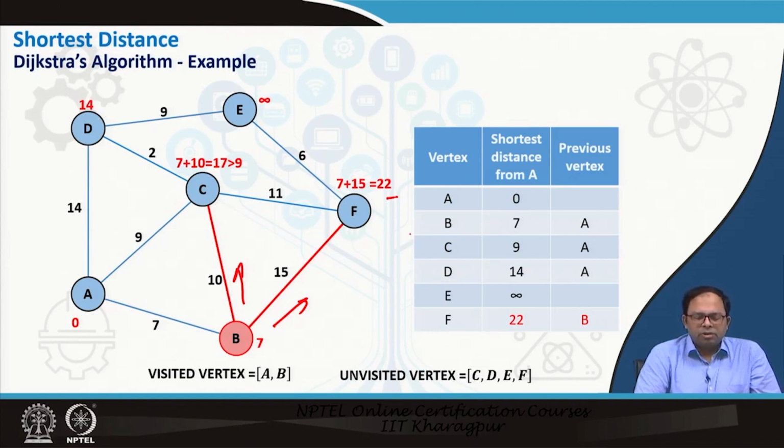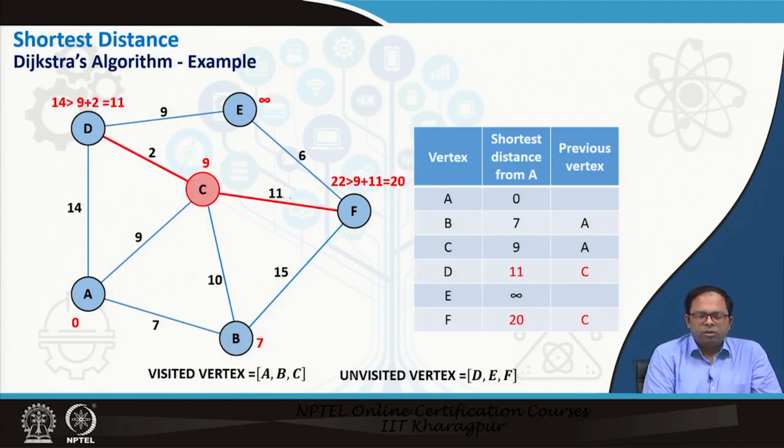So, we will keep it as 9, and this remains as 14 because we are not able to reach it. So, now we have these new values 22, 9 and 14. And we have written the previous vertex, like for 22 the previous vertex is B, and for this particular shortest path the previous vertex is A, and so on. So, in the next step, out of all these we need to choose this one. This is the shortest one.